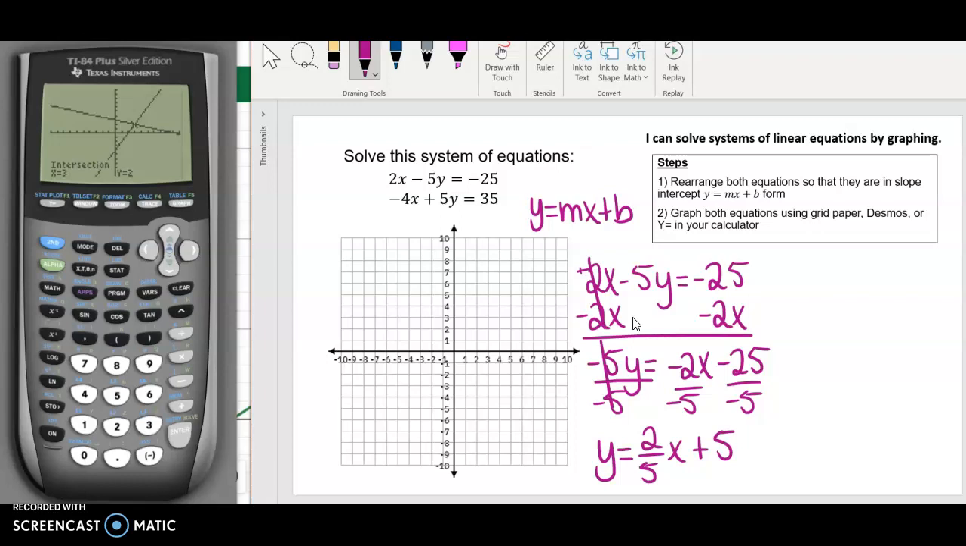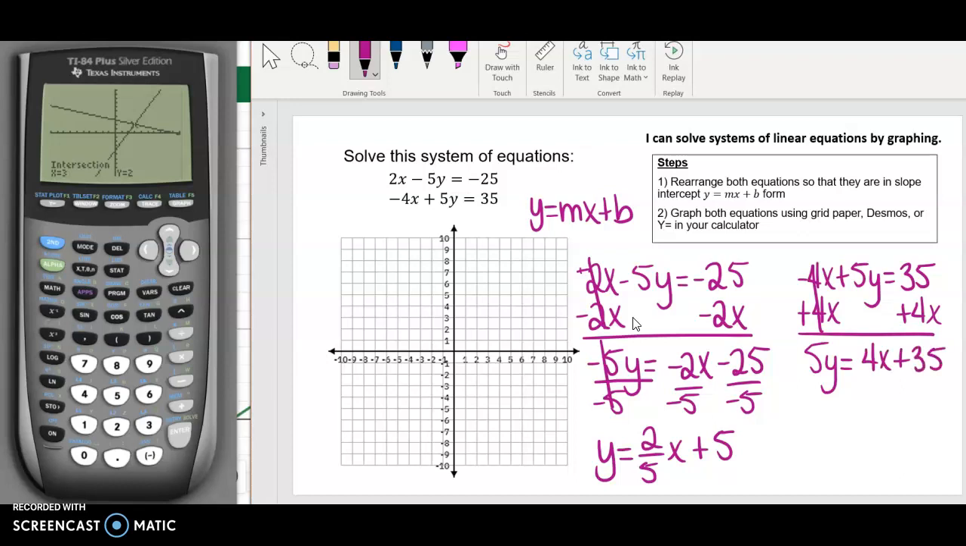Now for my second equation, I have negative 4x plus 5y equals 35. So once again, to get y by itself, I'm going to add 4x to both sides. When I do that, on the left side, I have 5y, and that equals 4x plus 35. Now to get y by itself, I'm going to divide everything by 5. So when I do that, I have y equals 4 over 5x plus 35 over 5, which is 7.